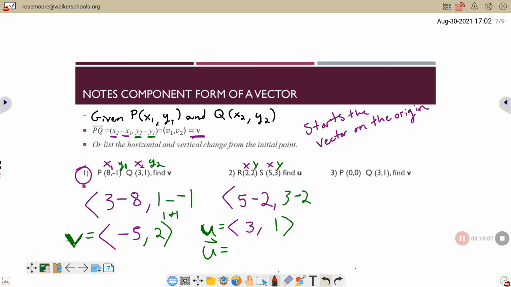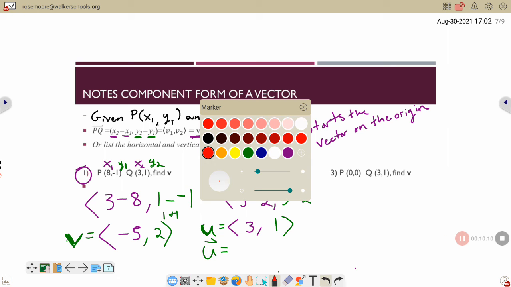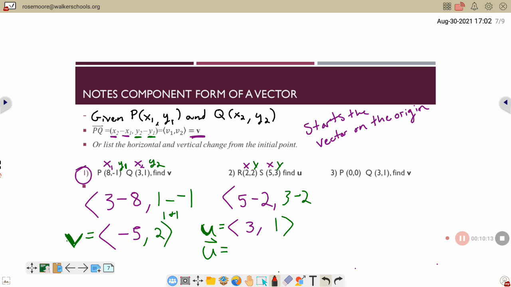Last but not least, let's do number 3 in case you need one more example. Now this one is tricky with the zeros. Just because there's zeros does not mean we're going to disobey our rules. Second one first. 3 minus 0. What is 3 minus 0? That would be 3. And then our next one, with our y's, that'll be 1 minus 0, and that is 1. It is very important to always go second point, your terminal point first. Subtract from the terminal. That will make sure that your vector ends up going in the correct direction.